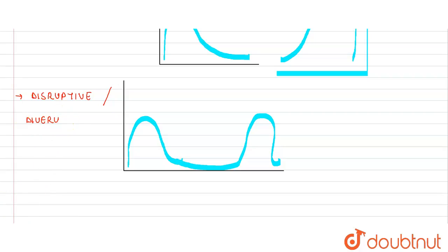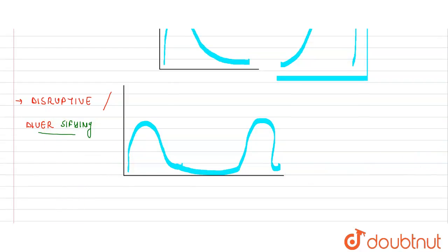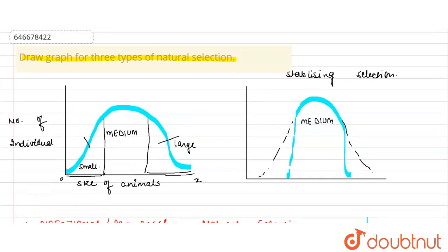Why? Because in this what is happening? The organism or the population is occupying the extreme of the condition. So it is a disruptive type of natural selection. Okay, so these are the three different types of natural selection I have explained.